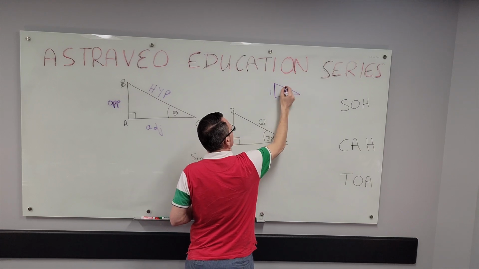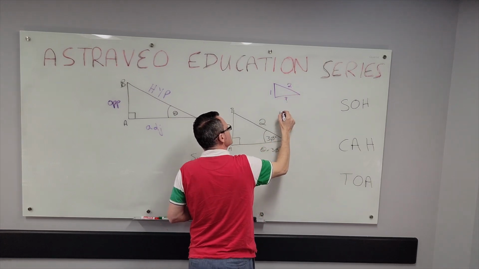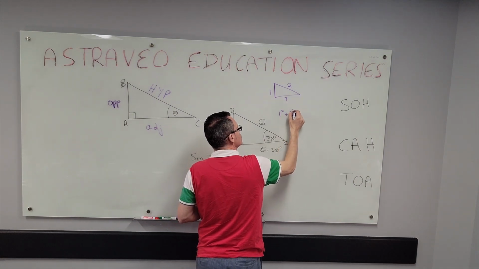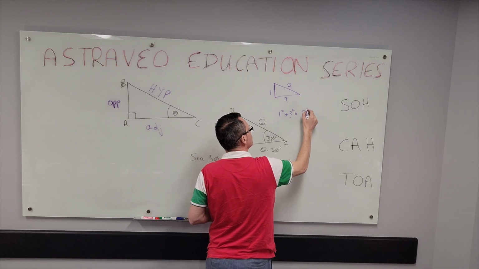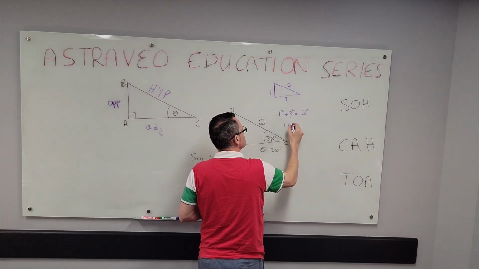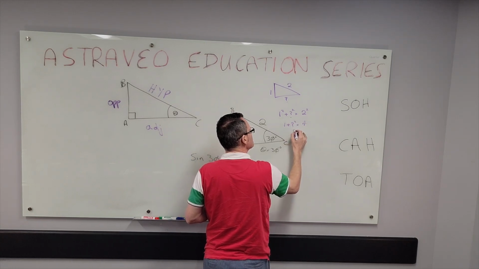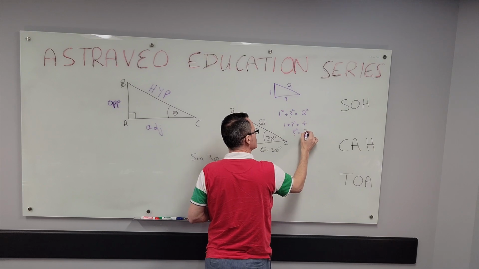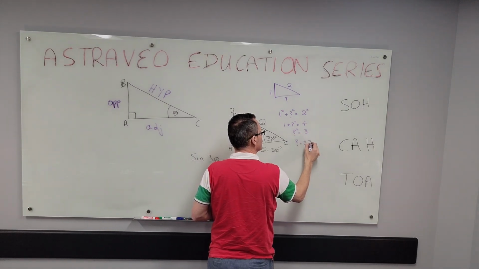We have 1, 2, and we don't know this side. Pythagoras says the sum of the squares of the two shortest sides of a right angle triangle equals the square of the hypotenuse, the longest side. So we have 1 plus question mark squared equals 4. Subtract 1 from both sides, we get question mark squared equals 3.